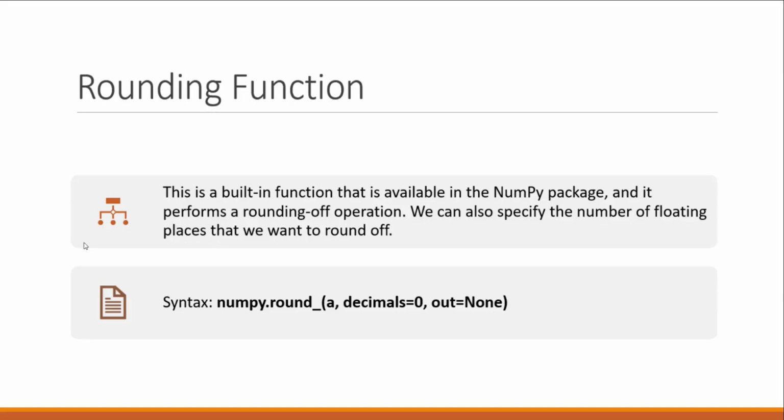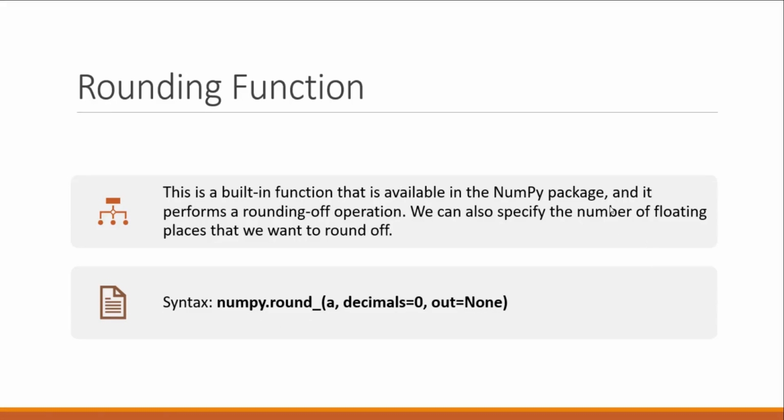So here is the syntax of rounding function, that is numpy.round is the function name, and within this function there are three parameters. The first parameter is a. This parameter specifies the input array which we want to be rounded off. The next parameter is decimals. By default it takes 0 value and it specifies the number of floating places that we need to be rounded off. The last parameter is out. By default it takes none value and it specifies the location where the output must be stored.